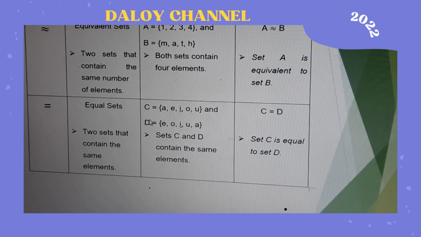Like for example, in set C we have A, E, I, O, U, while in set D we have E, O, I, U, A. So set C and set D contain the same elements. So, they are equal sets.